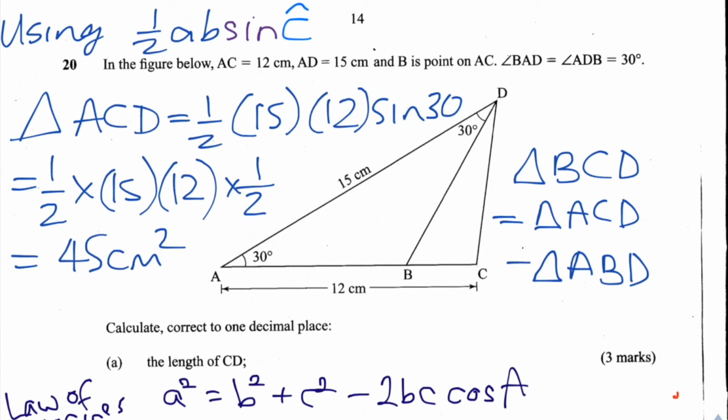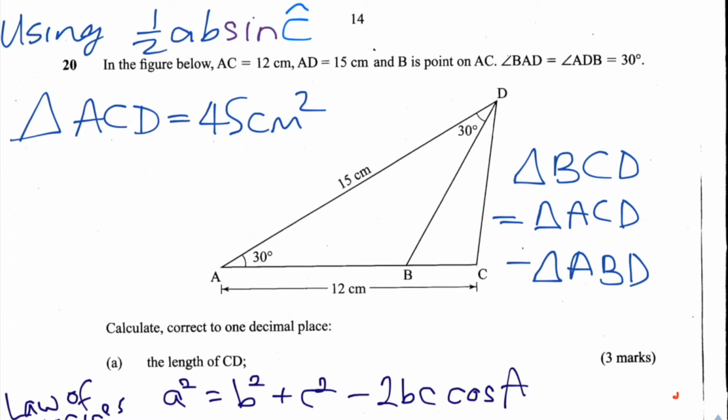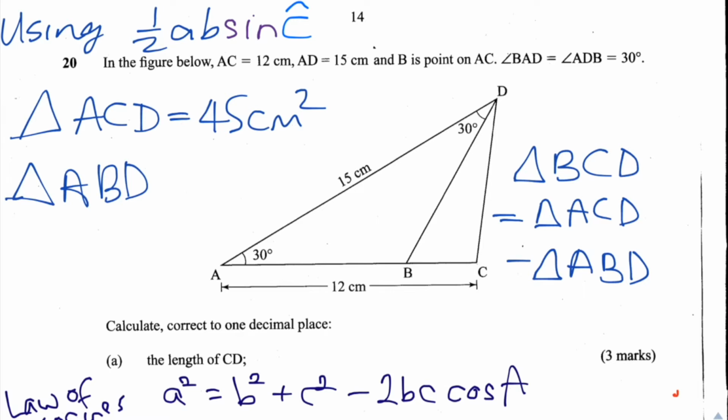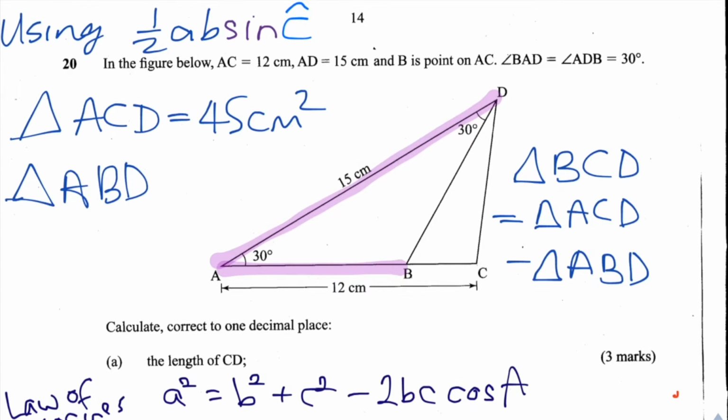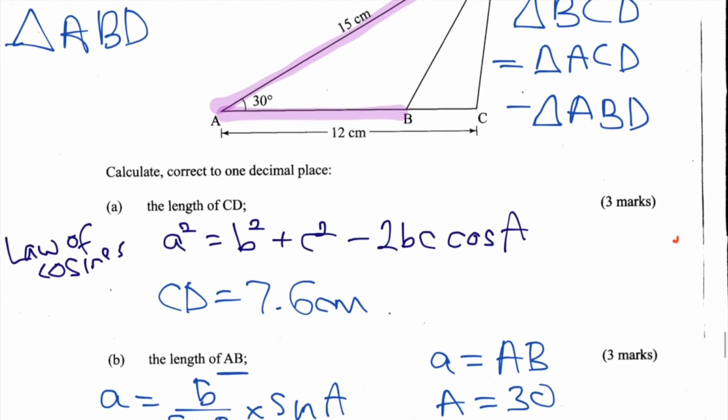Now let's work out what the area of triangle ABD is. Using the same a half AB sine C, we're going to work out what our A, B and angle C are for triangle ABD. First of all, ABD shares a side with triangle ACD, and that side is AD, which is 15 centimeters. We're also going to use this side AB. We could have chosen either AB or BD, since it's an isosceles triangle, AB and BD are equal. And we know from the answer to part B that the length of AB is 8.7.